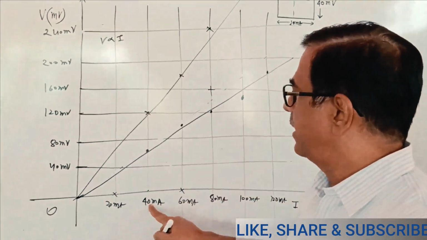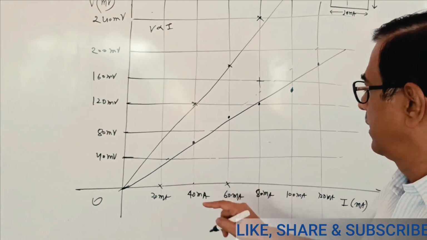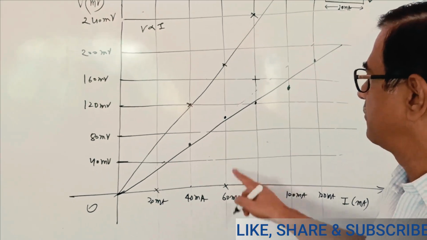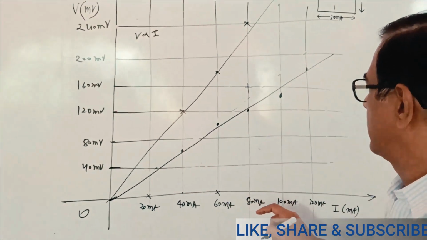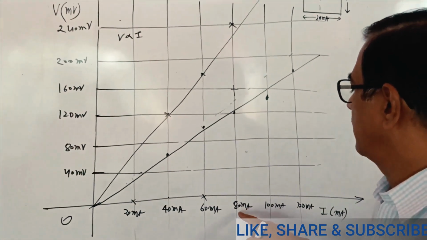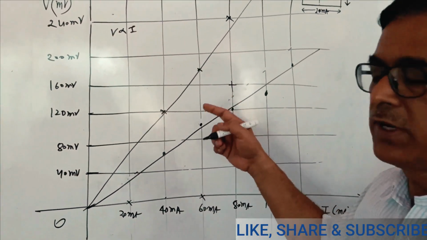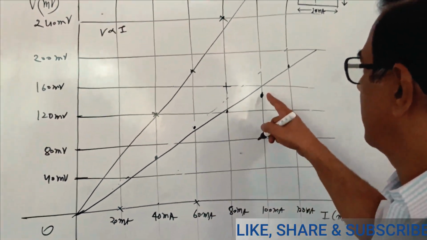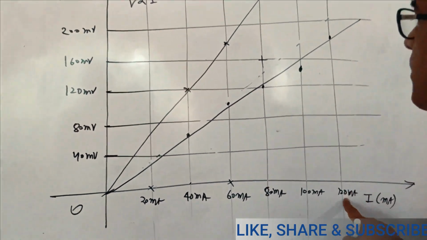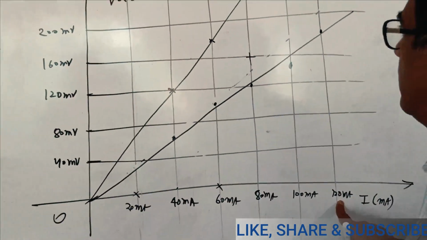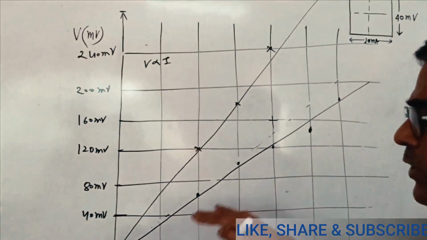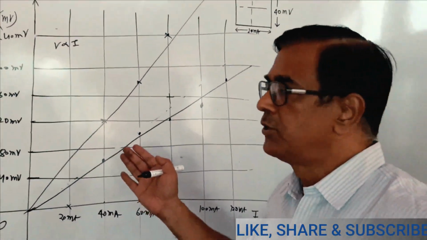At 40 milliampere it was 60 millivolt, for 60 milliampere it was 90 millivolt, for 80 milliampere it was 120 millivolt, for 100 it was around 150, and for 120 it was 180. Join all those points to obtain the graph.